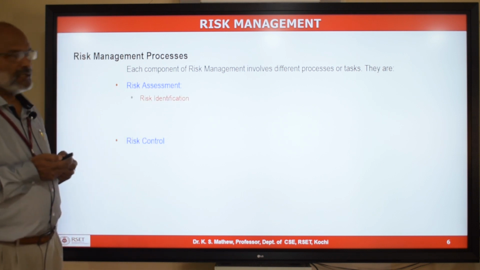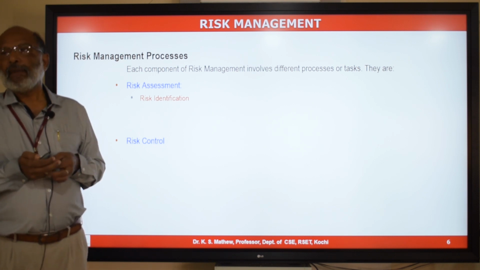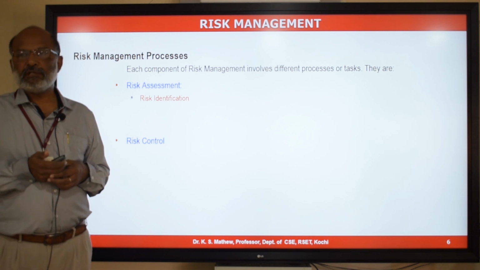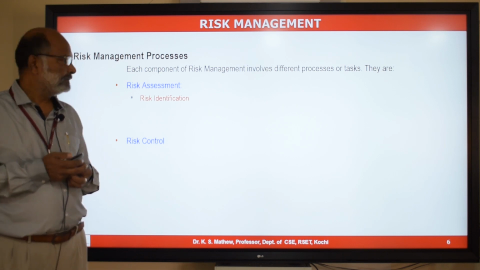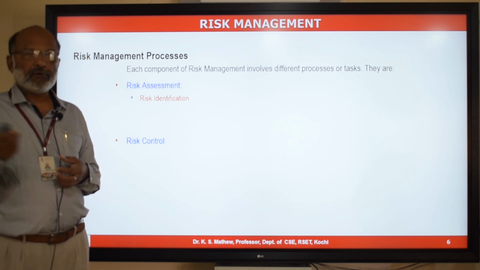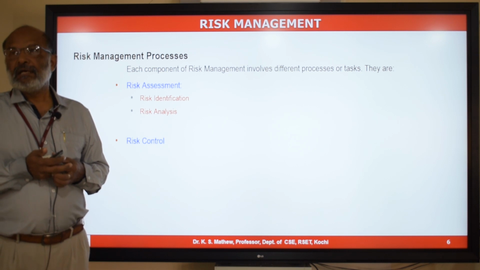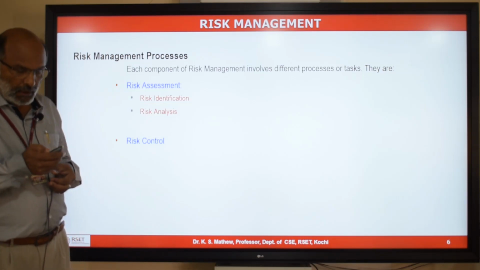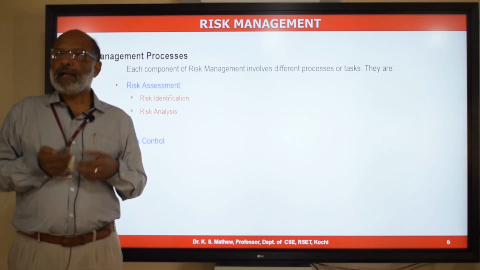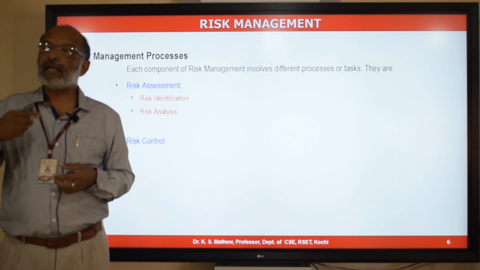The first process is risk identification. So we need to identify, as part of project initiation and project planning, all the possible risks that can happen in your project. There are various tools and techniques which we are going to discuss. And the second process is risk analysis. Once you have identified the risk, you need to analyze this risk in terms of its probability and impact and prioritize the risk.